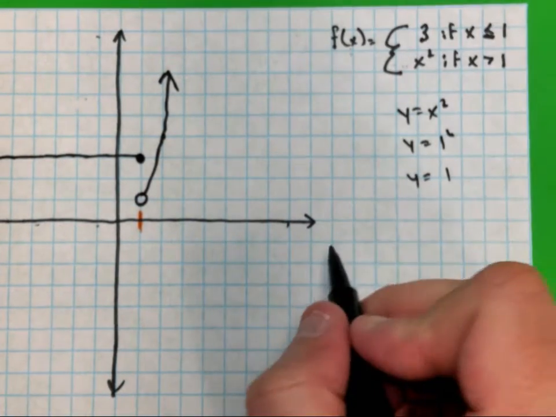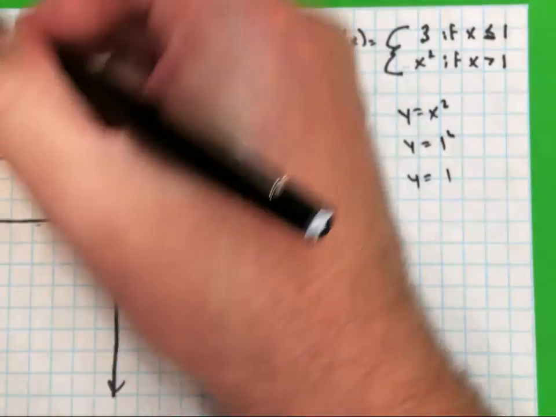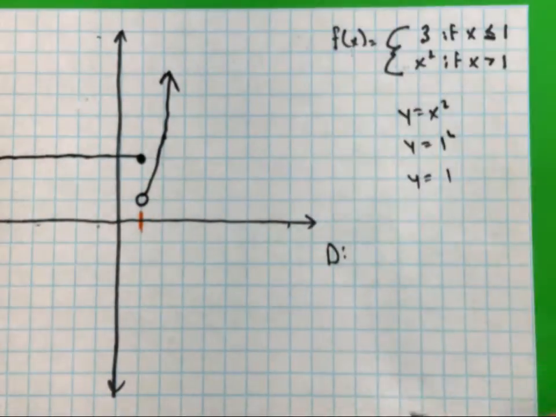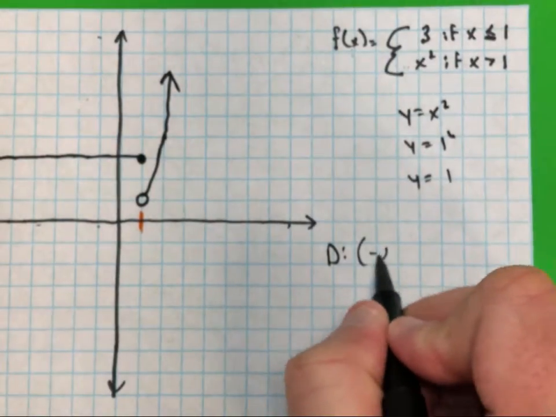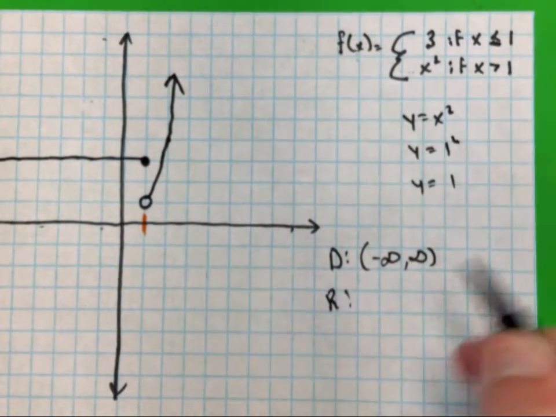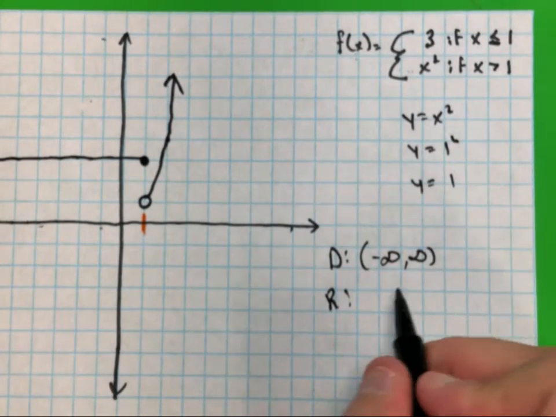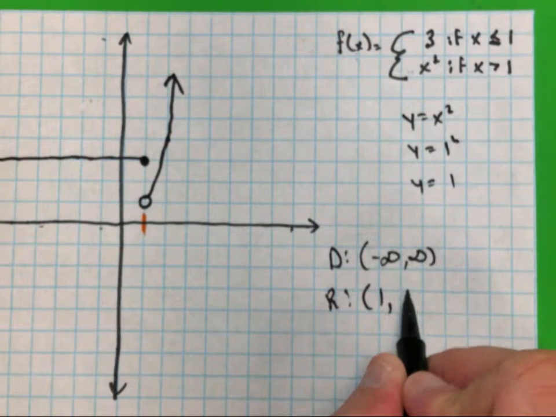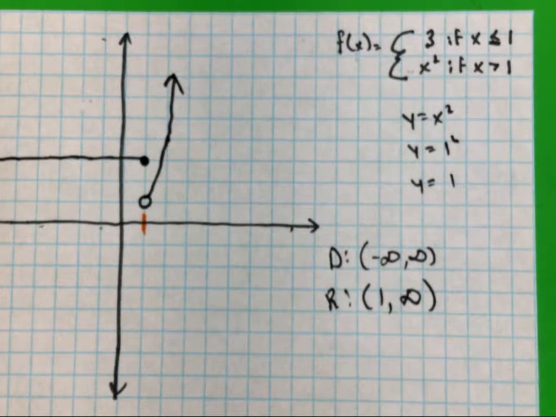Your domain, from the left, what's my domain? Because this cancels that out, doesn't it? What's my range? Parentheses 1, 2. Very good.